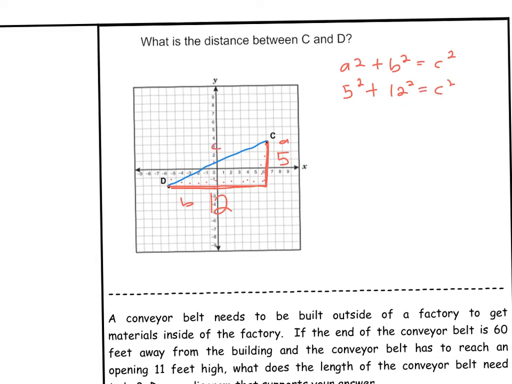5 squared leaves me with 25. 12 squared, 144. Still don't know what C squared is. 25 plus 144 is 169 is equal to C squared. To undo a square, square root both sides, and that would leave us with 13 is equal to C. So 13 is our distance between C and D.